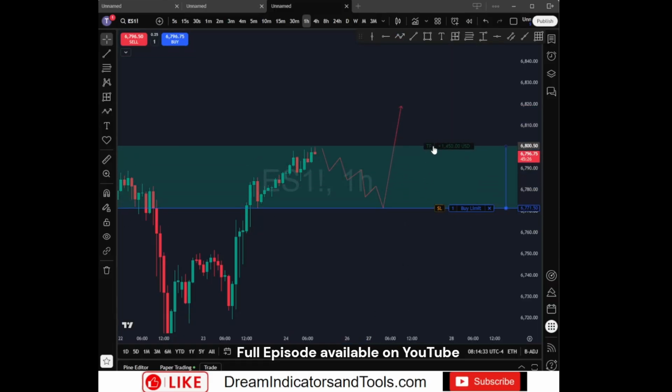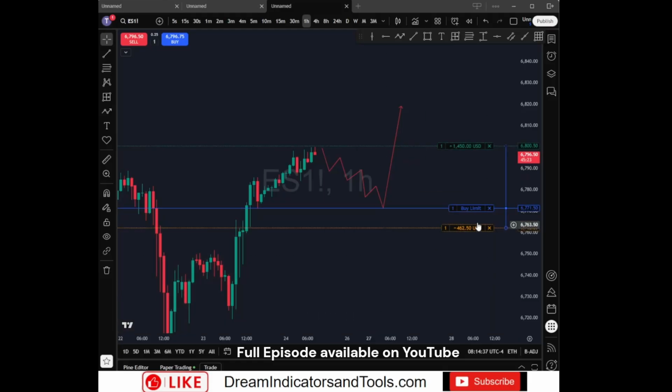I can also set my take profit so I can see what kind of amounts I might be dealing with. This would be an example of a buy limit order. Same thing, of course, would happen the other direction.